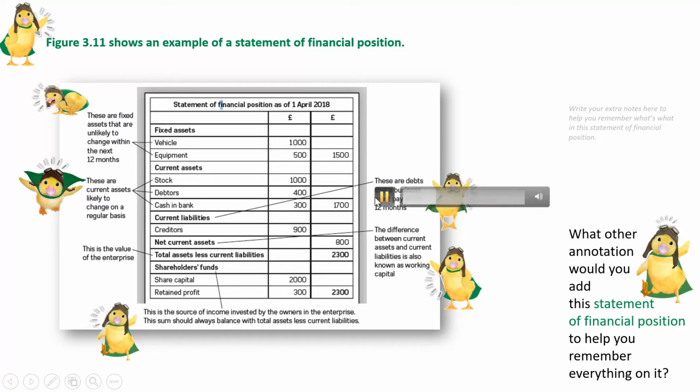Current liabilities. These are debts that a business must pay within 12 months. So a creditor is someone who's given the business money.